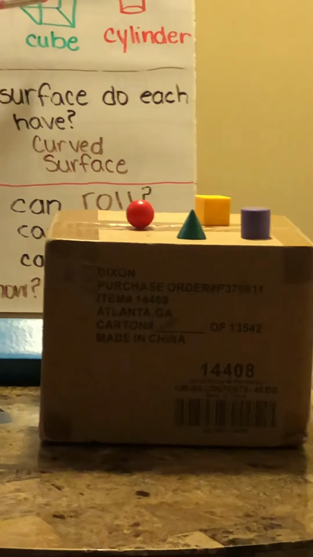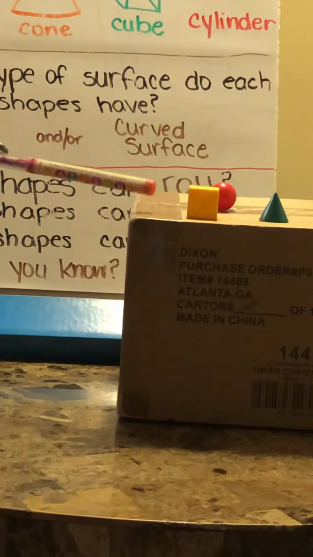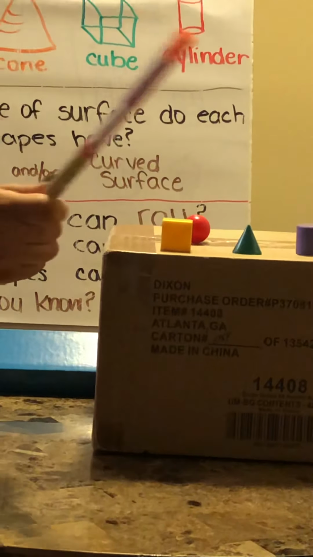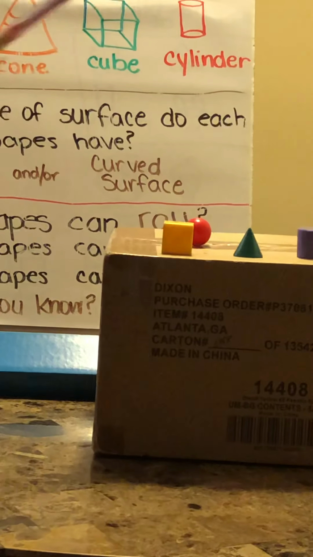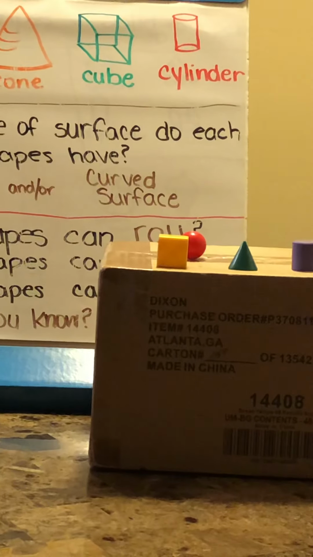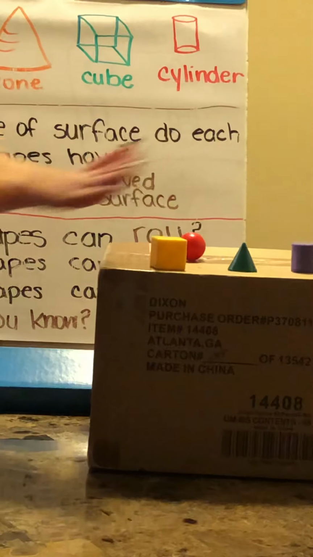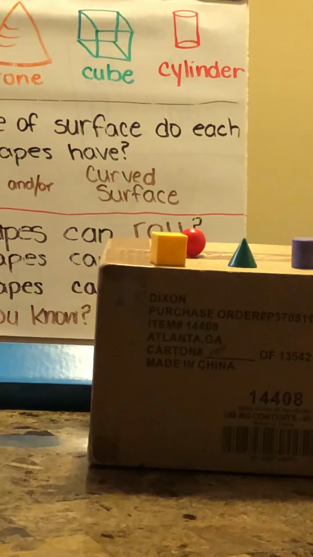All right, the next one is a cube. Let's look at the cube. Does the cube have a curved surface or a flat surface? All right, the cube has a flat surface. You see, it's flat. It has flat surfaces all around.